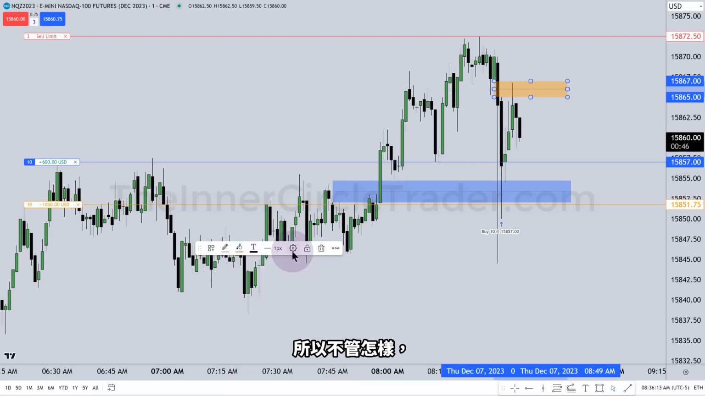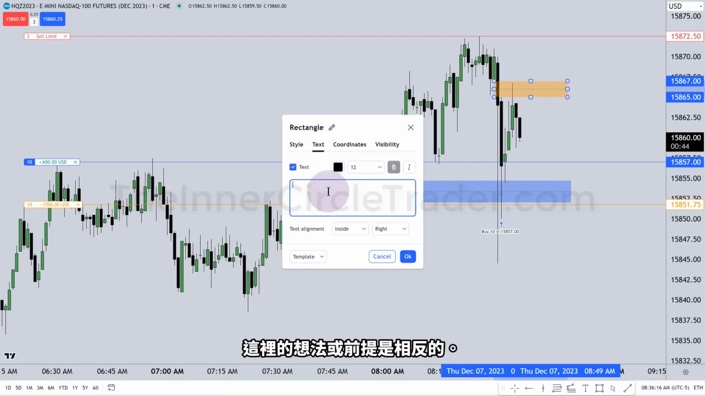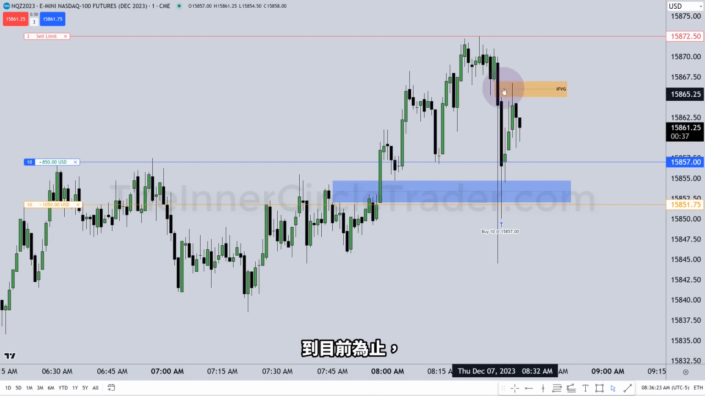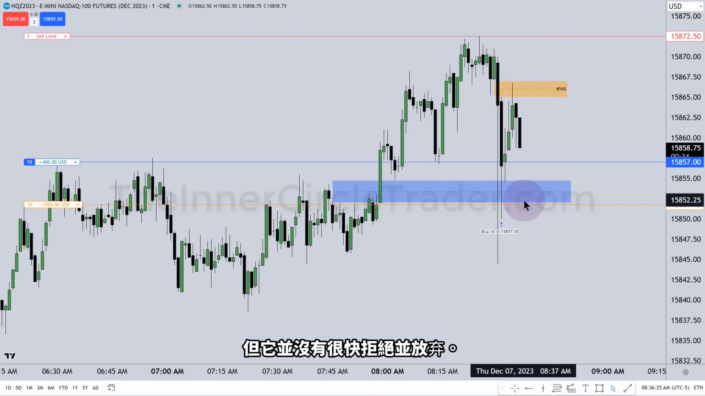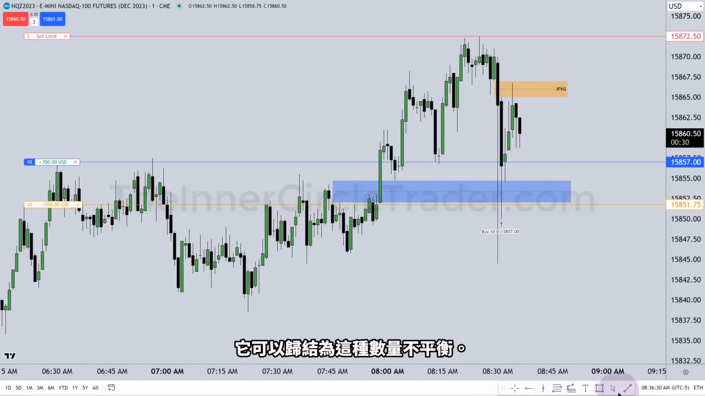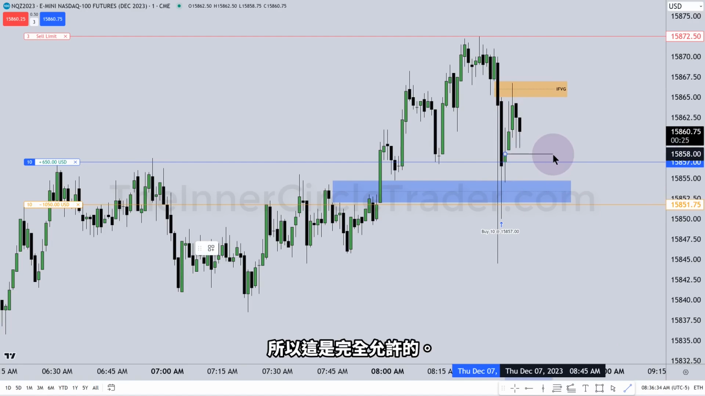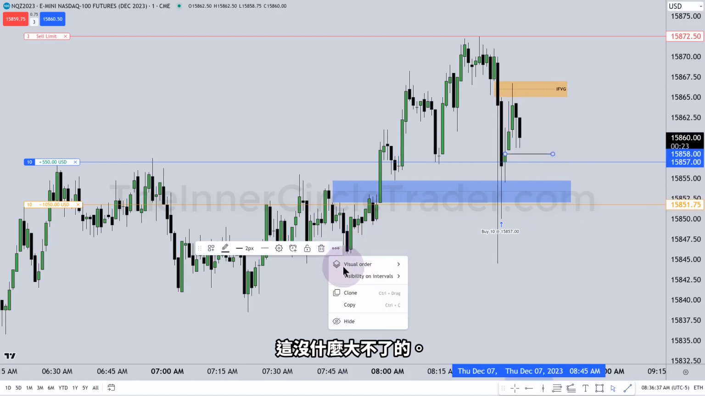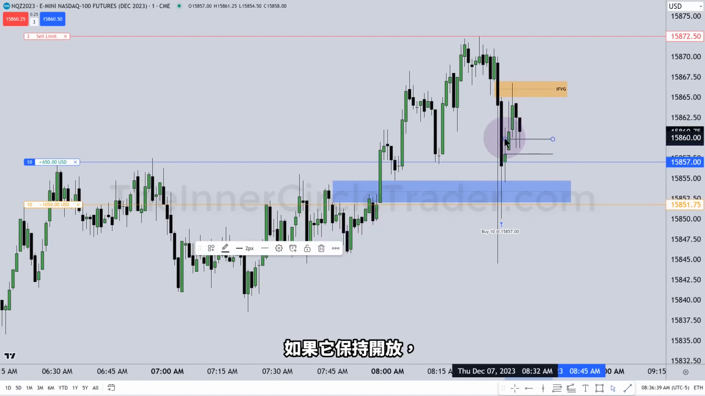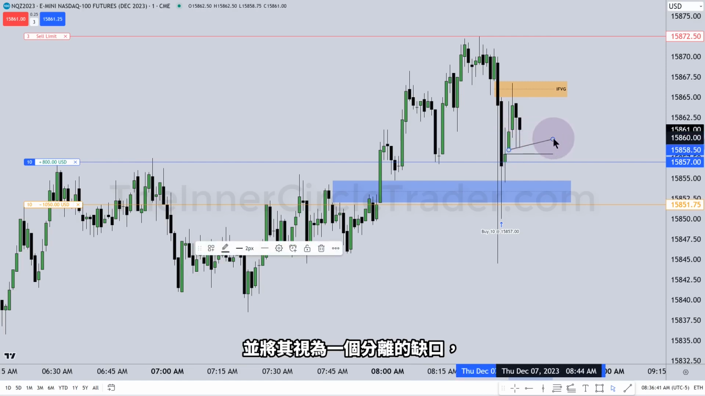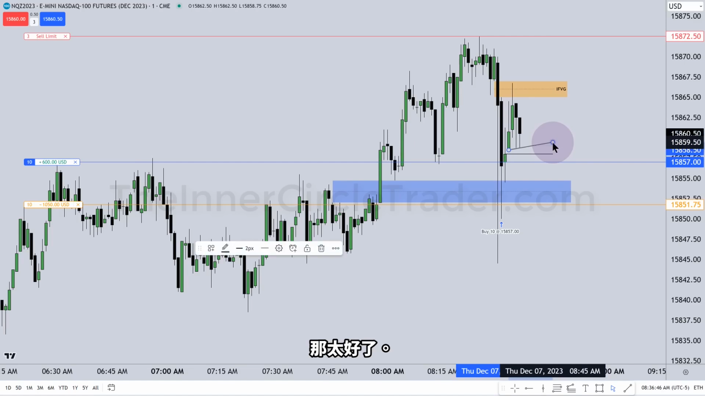So anyway, the idea or premise here is inversion fair value gap, and I'd like to see it trade above that. So far it's respecting it, but it didn't quickly reject and come back down. That's good. It can come down into this volume imbalance right in here. So that's perfectly permissible. There's nothing terribly wrong about that. It'd be better if it left it open, treated it not like a fair value gap but like a breakaway gap. That would be good.